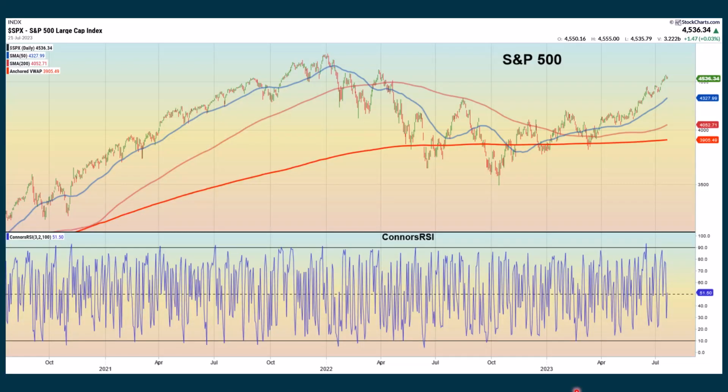Intermediate term charts, we have a thing called the Connors RSI. We use this very similar to a regular RSI, except this is a lot more jumpy. We look for extreme positive or negative readings. Typically, when we're at the dashed line and above, that's positive. Below the dashed line, that is more negative. We're just about in the middle now, so this really isn't telling us all that much.